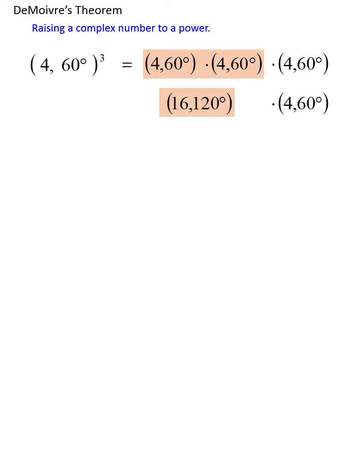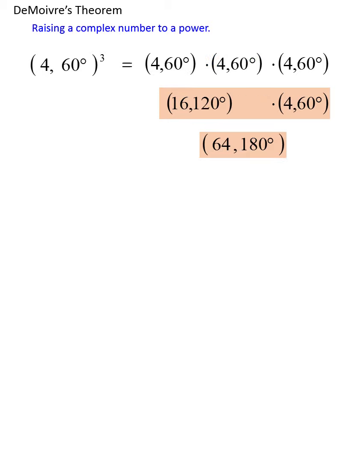But using the result that we saw above about multiplying complex numbers, we could basically just do 4 times 4 is 16 and add the 60s to get 120. But then I could further multiply by using the same trick of 16 times 4 and 120 plus 60, ultimately leading me to this. But let's think about where the 64 and the 180 came from.